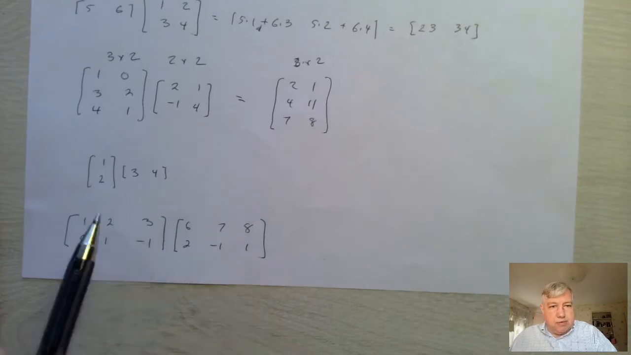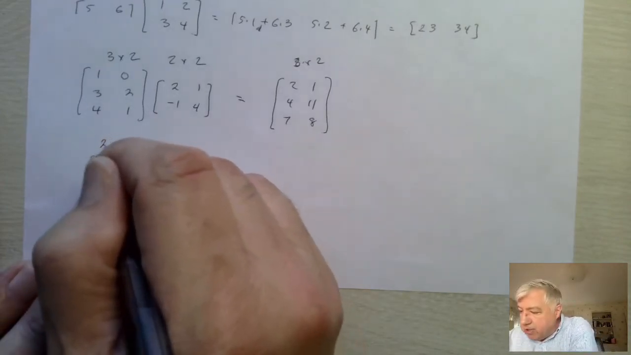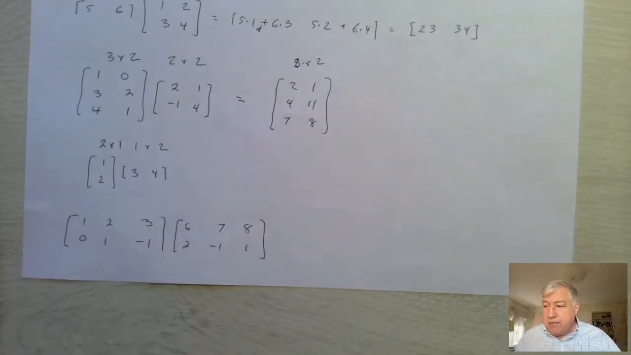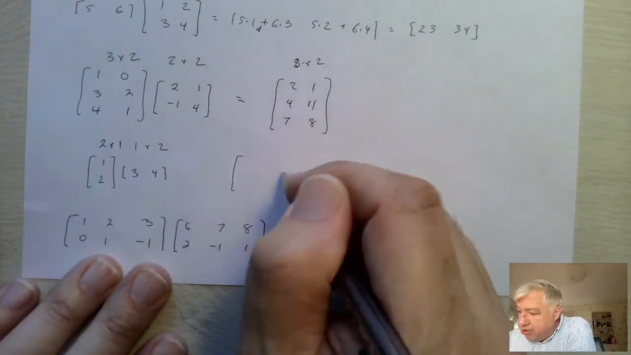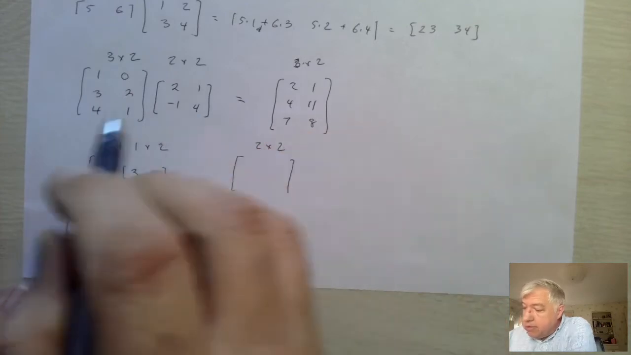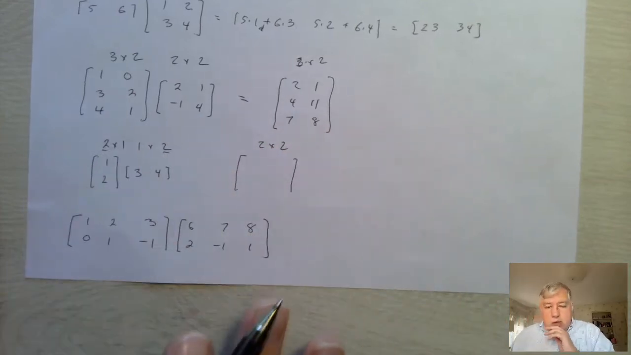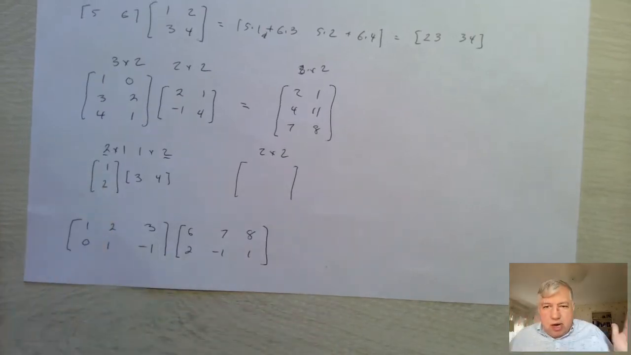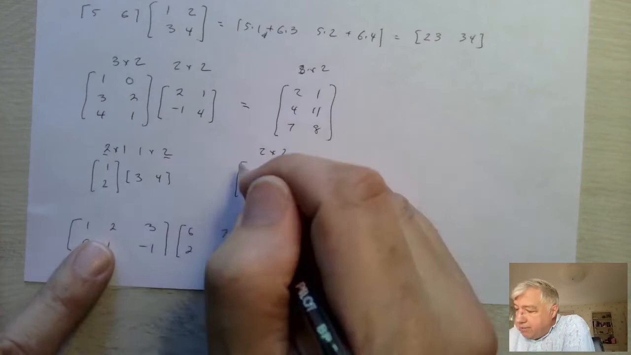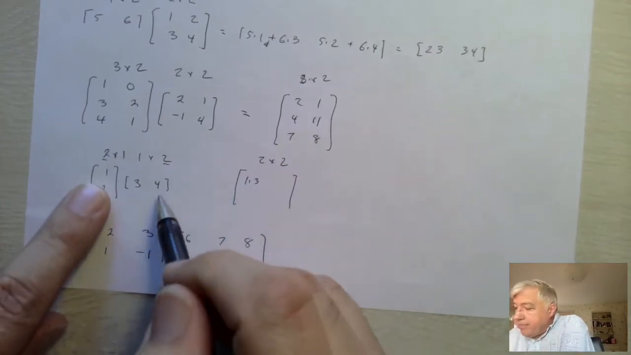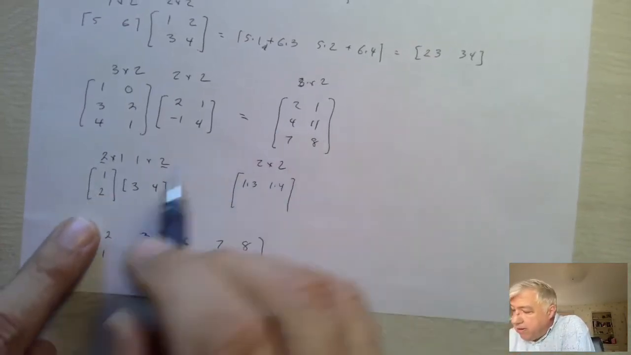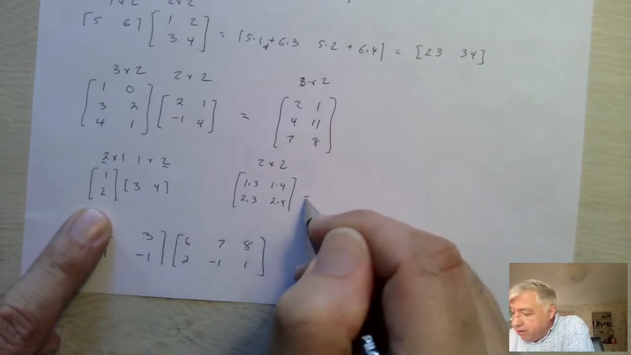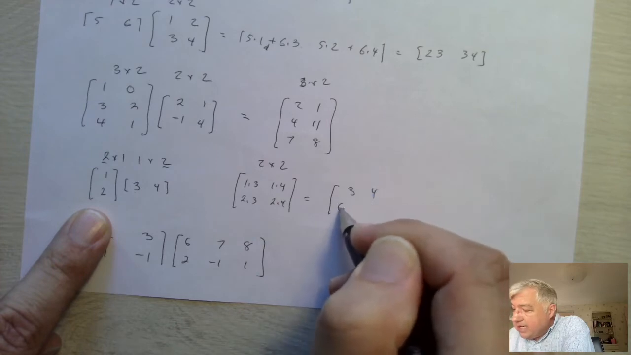Let's look and see this with this next example. Here we have 2 rows, 1 column. 1 row, 2 columns. So believe it or not, our result should be a 2 by 2 matrix. And let's see what we have. Well, the first row, in this case, the rows and the columns just consist of one entry. We have 1 times 3, then 1 times 4, 2 times 3, 2 times 4. So this will be 3, 4, 6, 8.